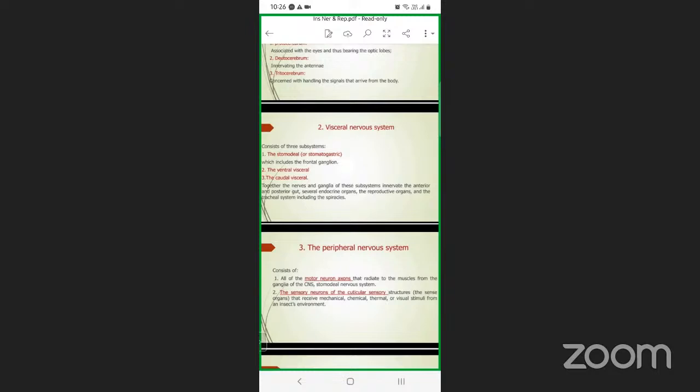And coming to the last, the peripheral nervous system. In the peripheral nervous system, we will explain about the sensilla and the axons, and how they form synapses with the neurons of the ganglion of the central nervous system.